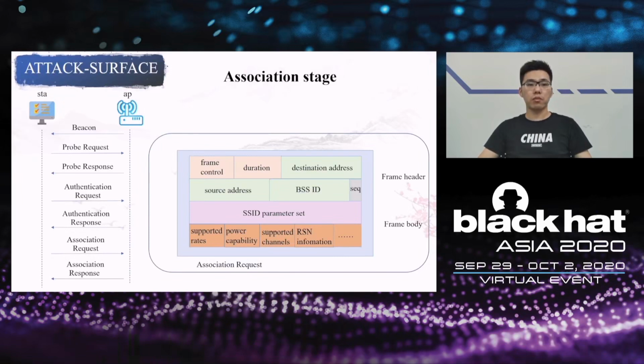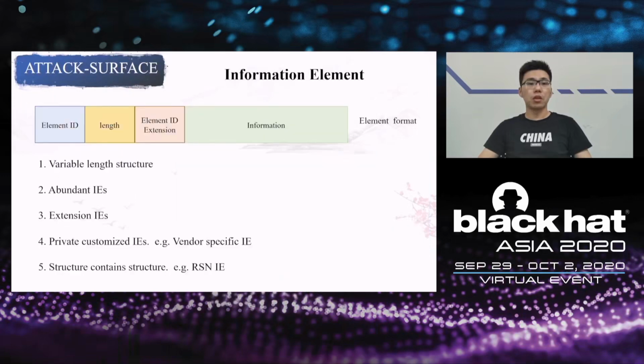The frame body is mainly composed of information elements. The structure of information elements is a typical TLV structure: tag, length, value. It usually contains a one-byte element ID field, a one-byte length field, and a variable length value field. Some information elements also have an extended element ID field.